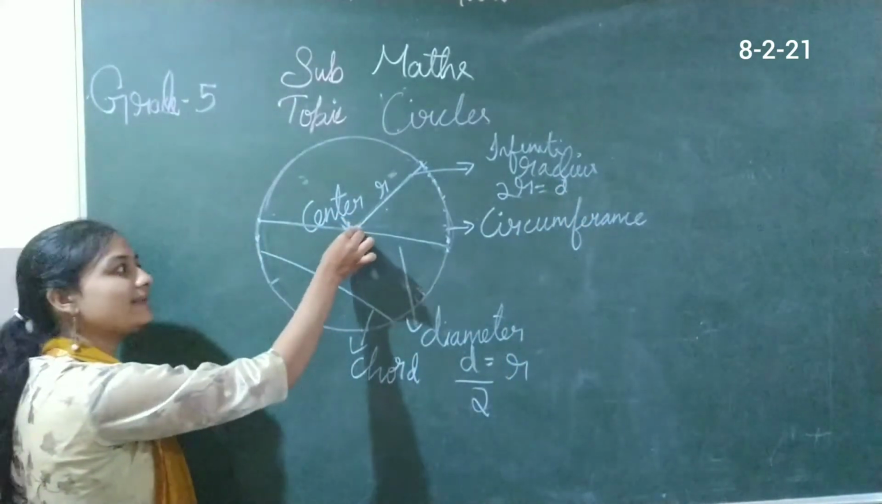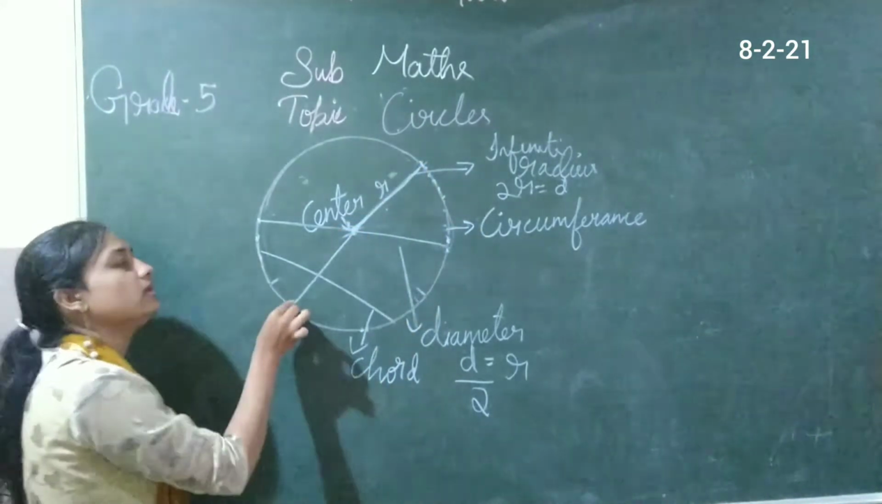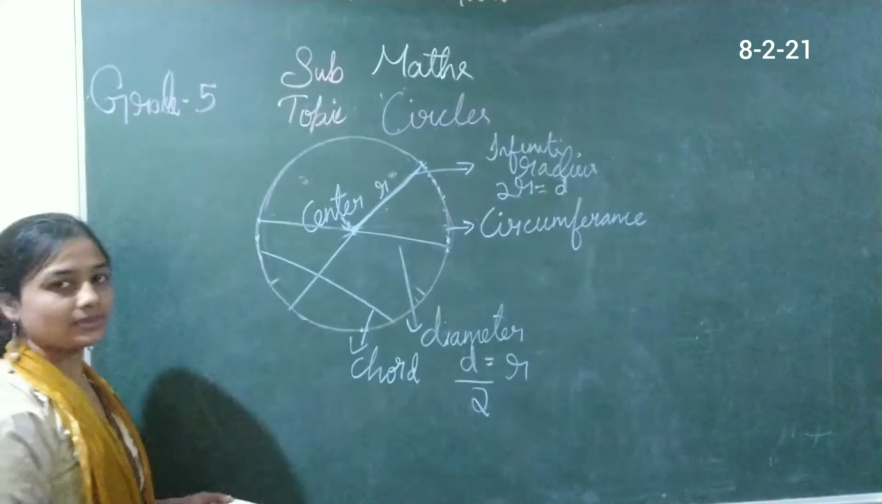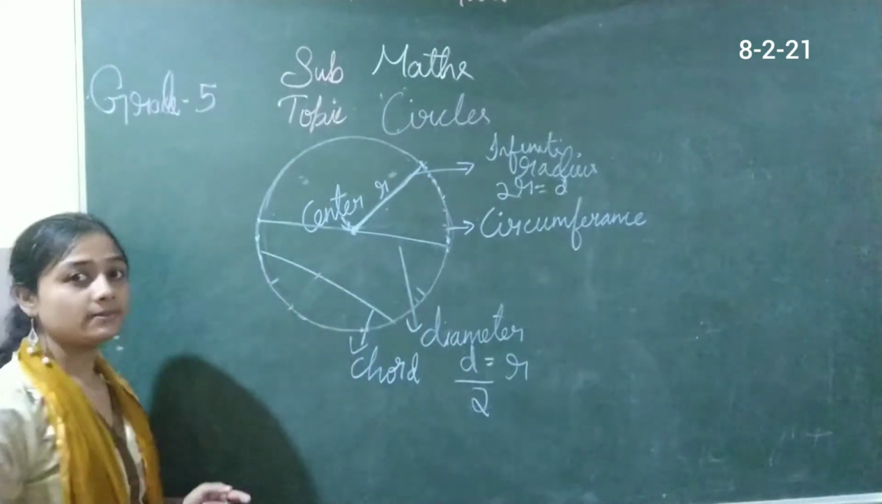So what do you mean by that? You have drawn 1 time. Now draw the same thing one more time. 2 times. So this becomes the diameter. Okay? This is very important, children. So please make sure you keep in your mind very carefully.